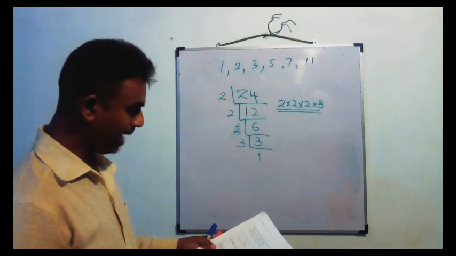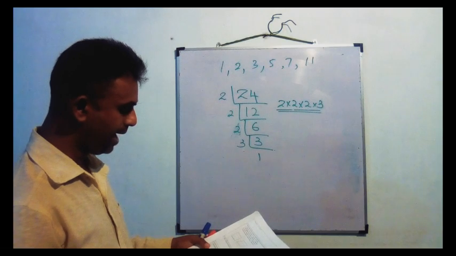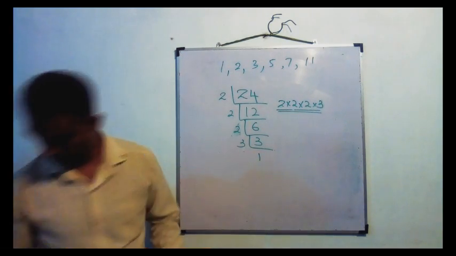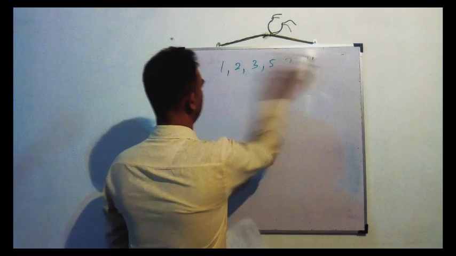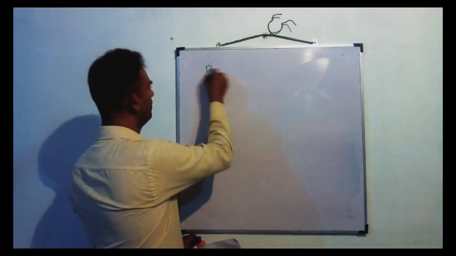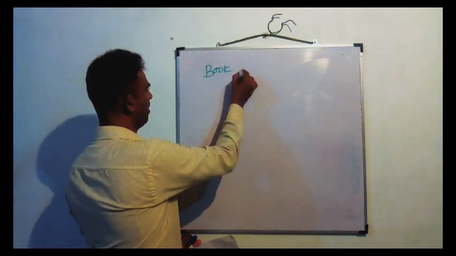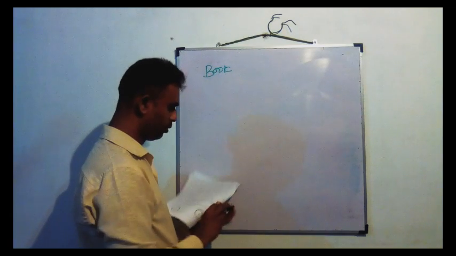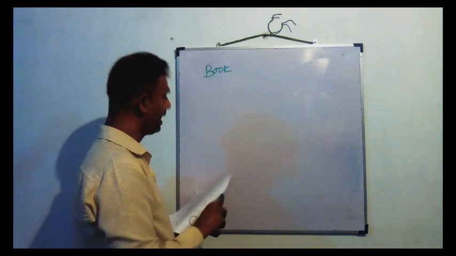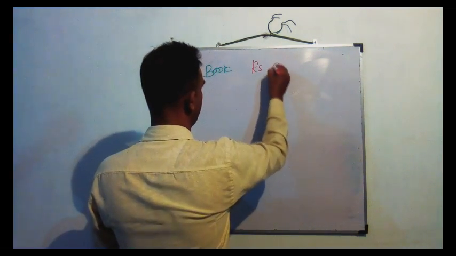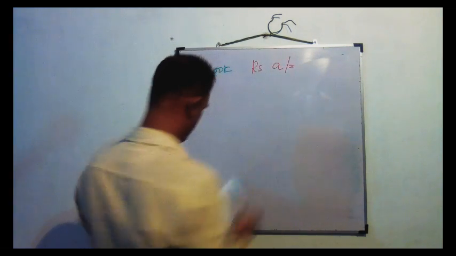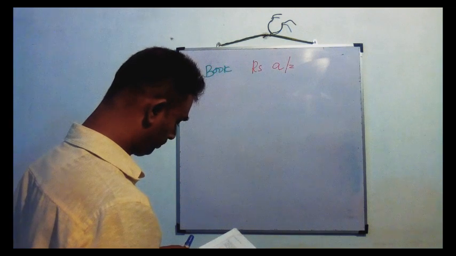Next one. Price of a book is rupees A. Price of the book is rupees A. Simple. Next one.